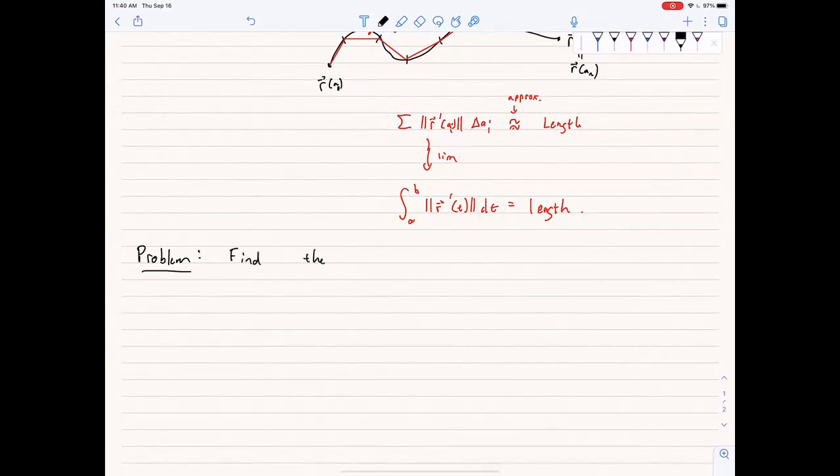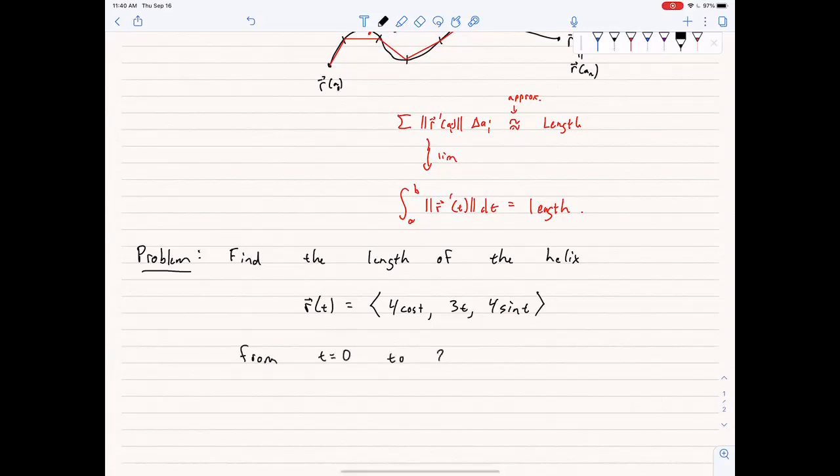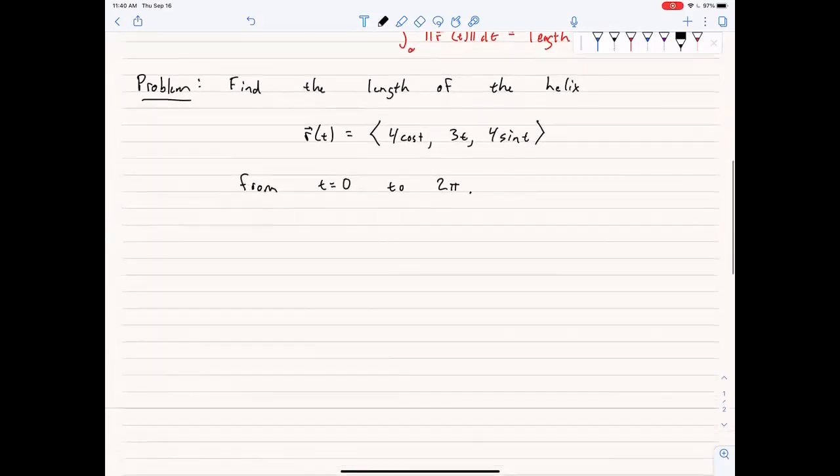So let's find the length of the helix. R of t equaling, say, 4 cosine of t, 3t, 4 sine of t. From t, and of course I need to specify my a and b. So from t equaling 0 to 2 pi. Let's take a look at the solution.